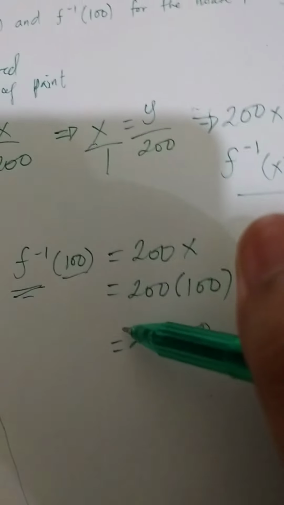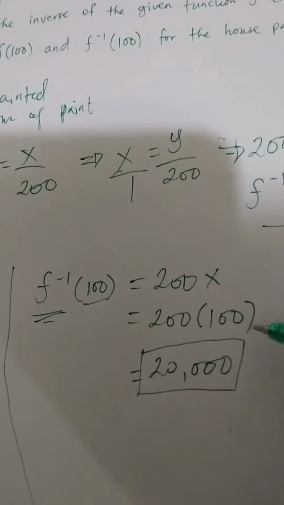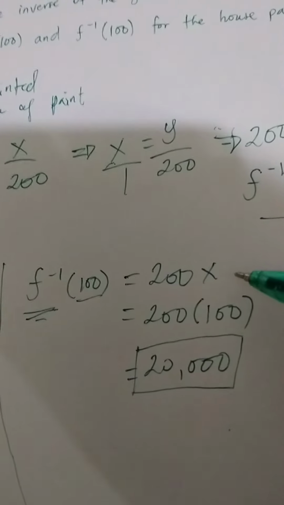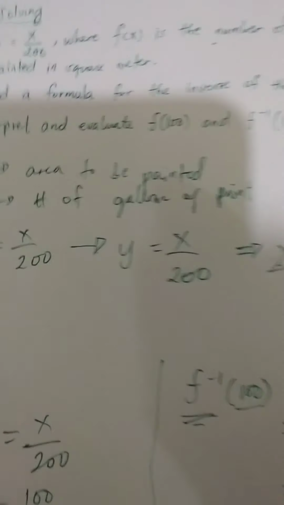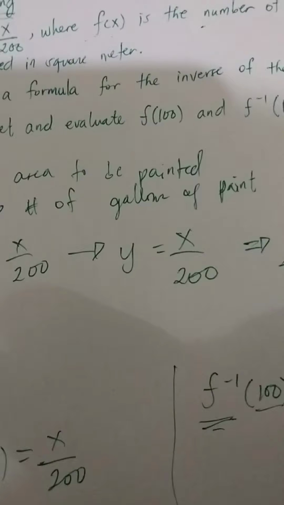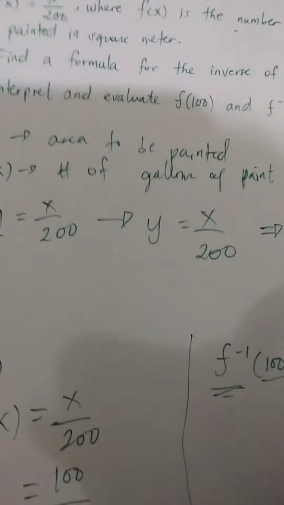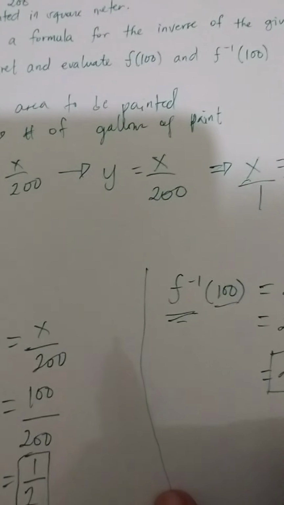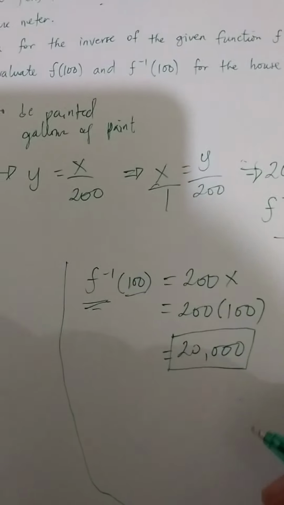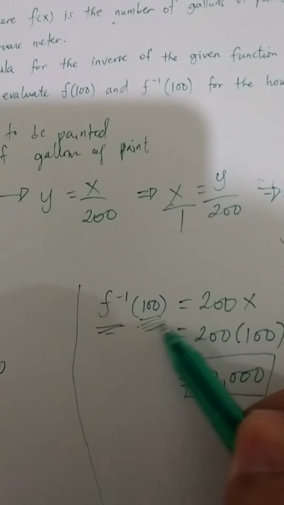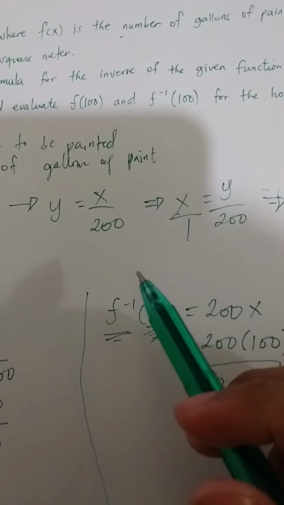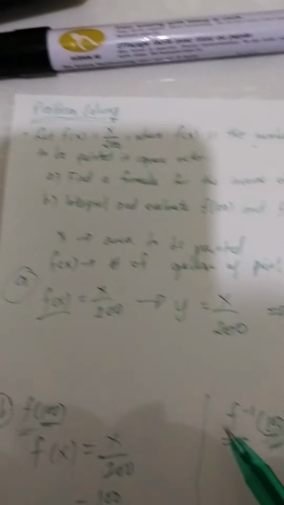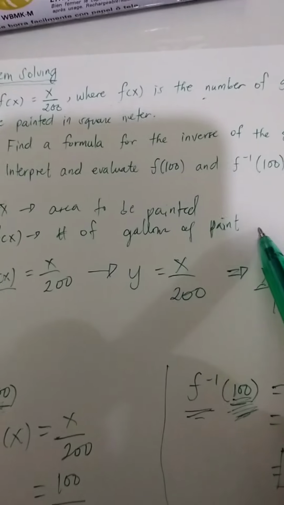Okay, so this will be our output. As you can see, since it is the inverse of the original function, we have to interchange the input and output. Here, our input is the area to be painted and our output is the number of gallons of paint. So since we use the inverse function, this 100, that is our input, will be changed to the output of the original function, which is the number of gallons of paint.